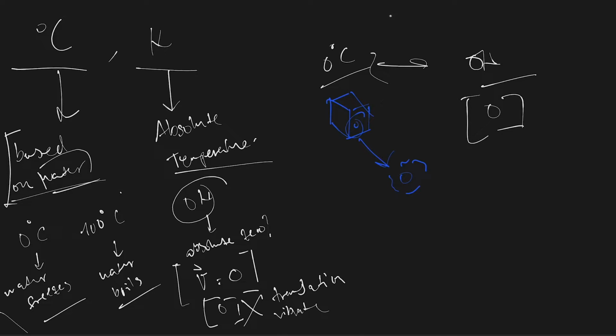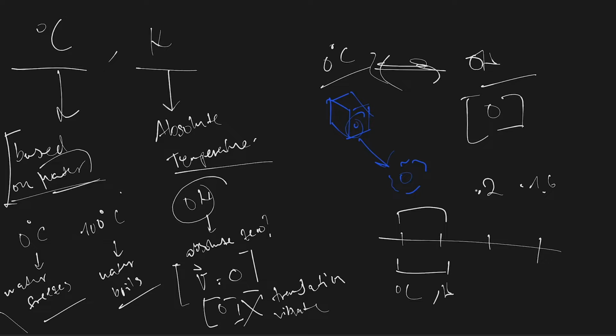Okay, but then how do I convert between the two? What's nice is that if you have a thermometer and a scale, you would notice that the spacing for both degrees Celsius and Kelvin is exactly the same. That makes it really easy to convert because we don't have any scale factors to multiply by, for example 2 or 1.6. All we need to do is add or subtract.